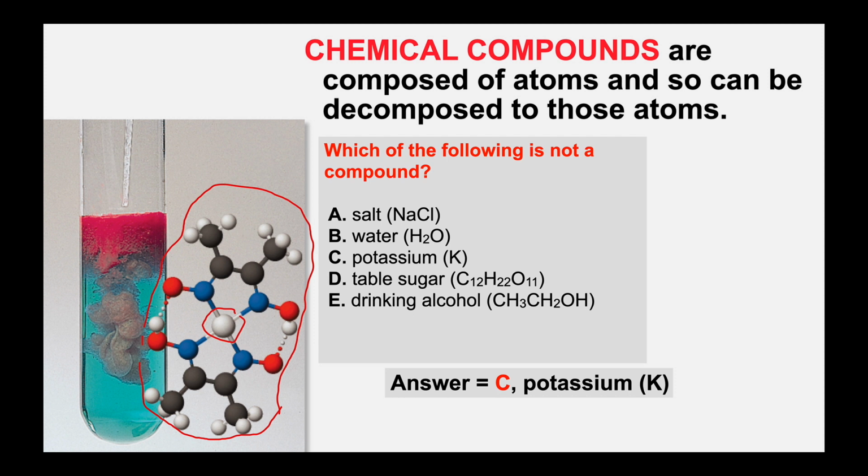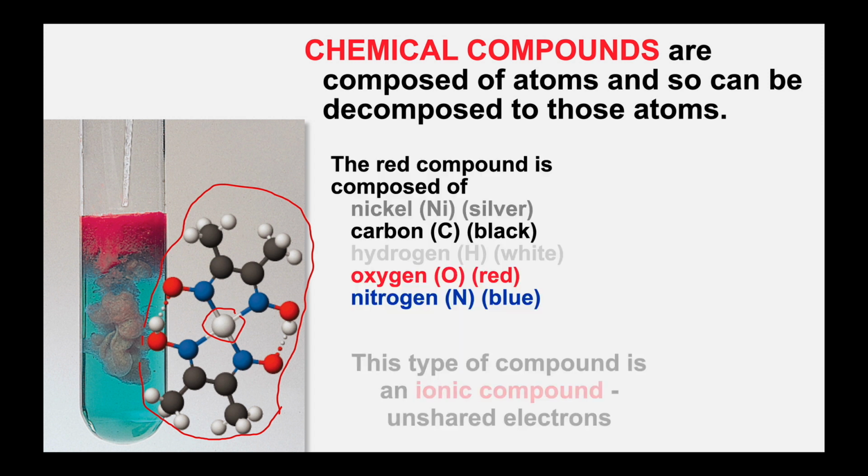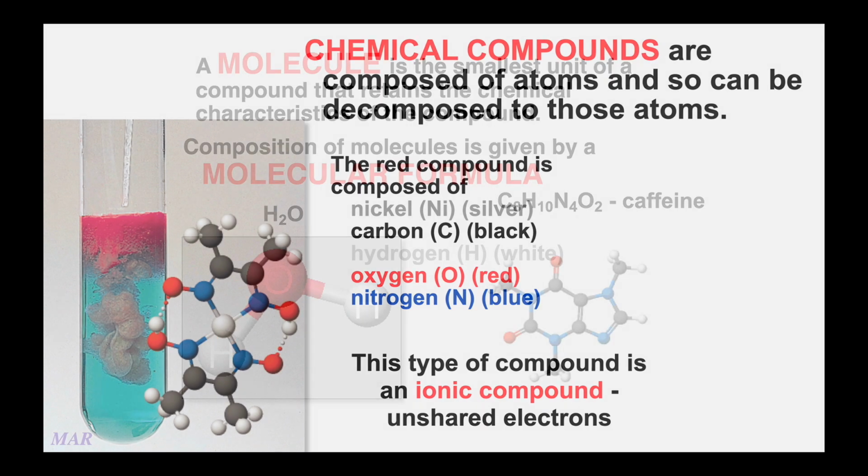And basically in chemistry, we're going to look at compounds and elements and see how they interact. Elements make compounds. You can break a compound down into the elements if you're tricky. This compound on the left that I circled with the nickel, carbon, hydrogen, oxygen, and nitrogen is called an ionic compound. It has a metal, nickel, with a bunch of nonmetals. The C, H, O, and N are all nonmetals. And ionic compounds have unshared electrons, and that's going to be important to us later on.